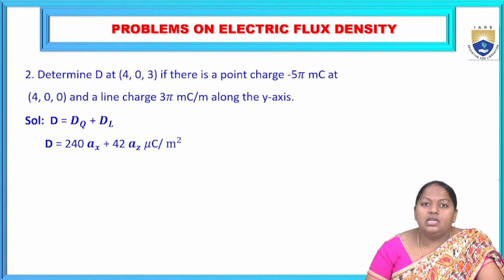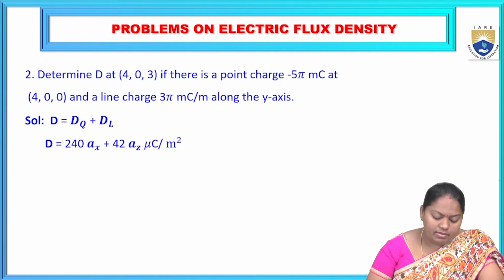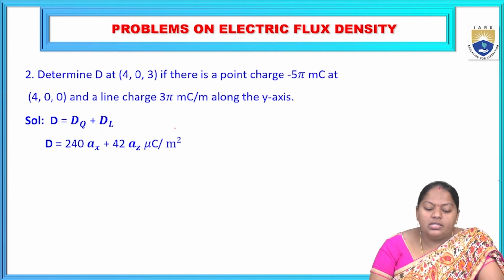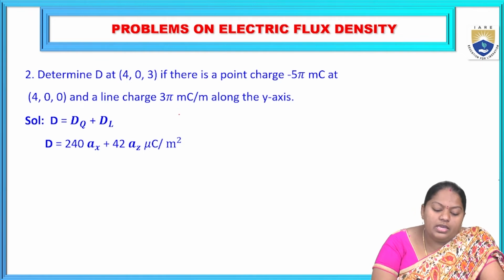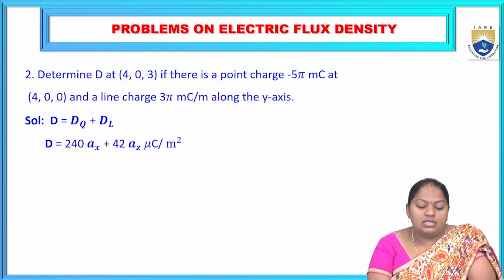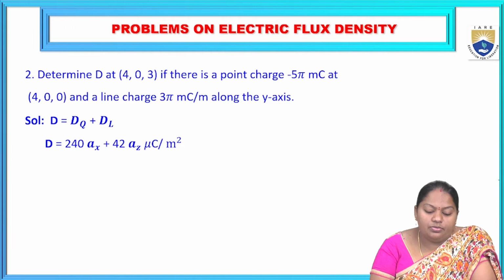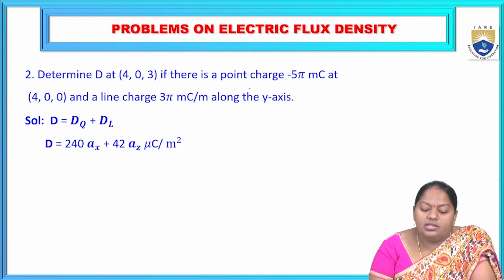According to Gauss law, psi equals Q enclosed, and from that psi will be evaluated. Now, determine D at (4, 0, 3). D is the notation for electric flux density. Determine D at (4, 0, 3) if there is a point charge of minus 5 pi millicoulombs at (4, 0, 0) and a line charge of 3 pi millicoulomb per meter along the y-axis.